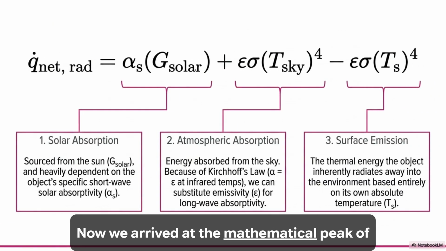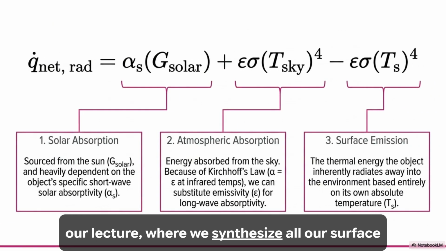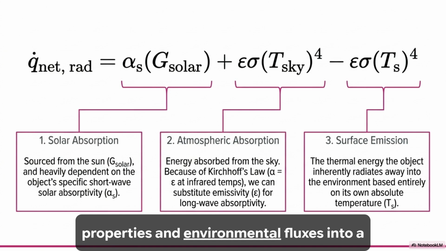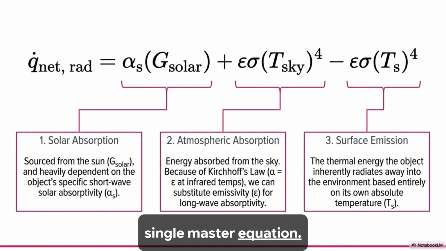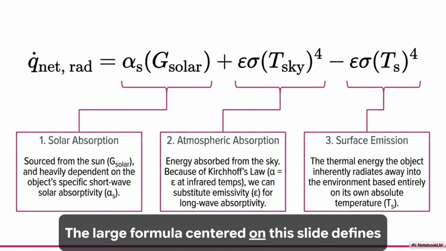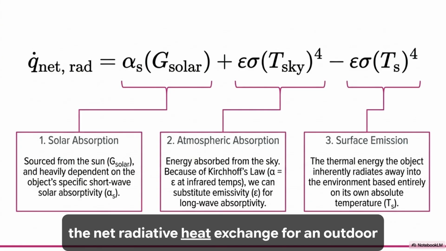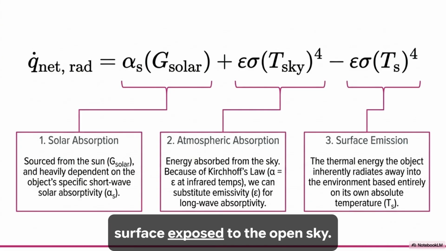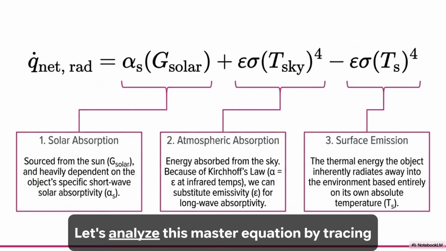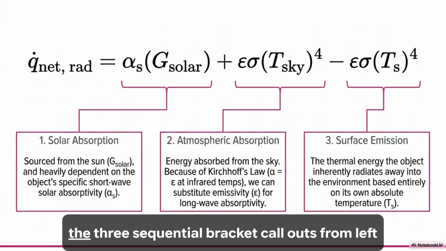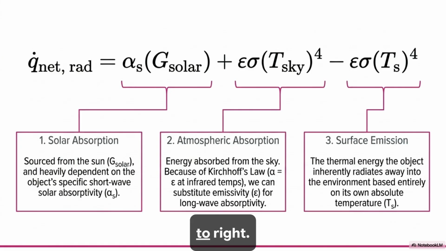Now we arrive at the mathematical peak of our lecture, where we synthesize all our surface properties and environmental fluxes into a single master equation. The large formula centered on this slide defines the net radiative heat exchange for an outdoor surface exposed to the open sky. Let's analyze this master equation by tracing the three sequential bracket callouts from left to right.